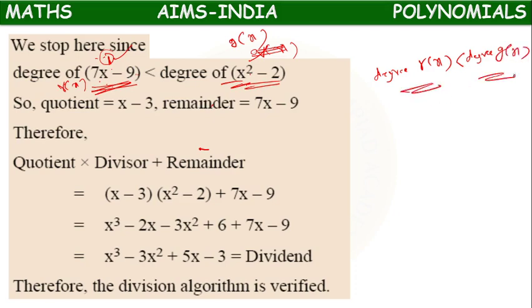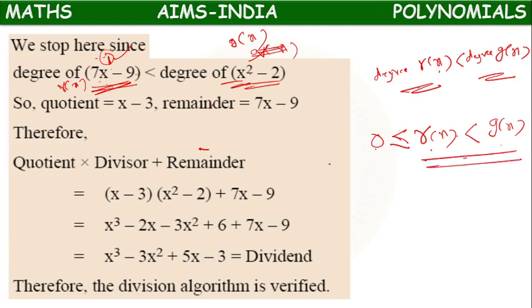So we can stop the division because the remainder always lies between 0 and the divisor. 0 less than or equal to r of x less than g of x. This condition is satisfied, so we can stop the division. So this will be the quotient, this will be the remainder.